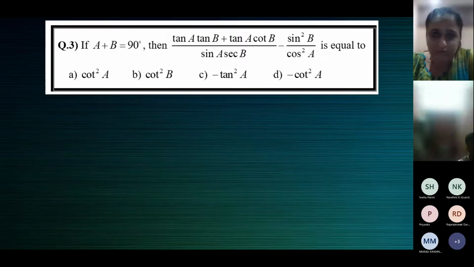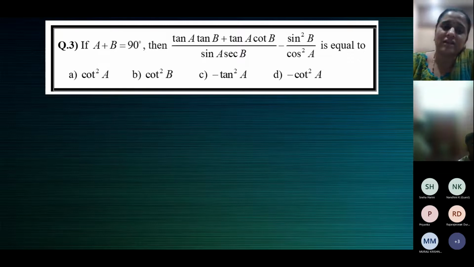Fine. We'll work in B now. The idea is this: in the expression to be evaluated, we have both the angles A and B. So what we should do is write all the trigonometric ratios with respect to any one angle, A or B. So let's do that.